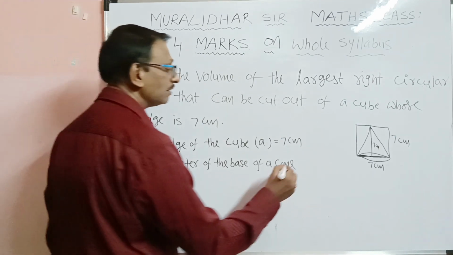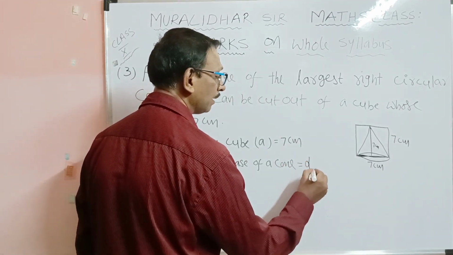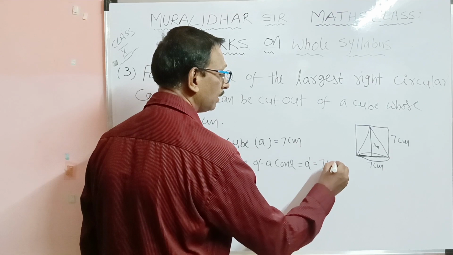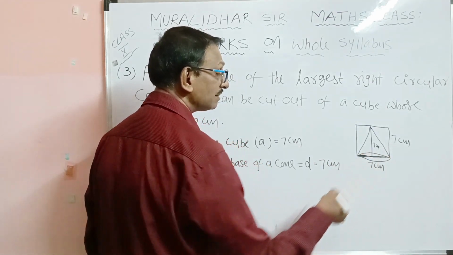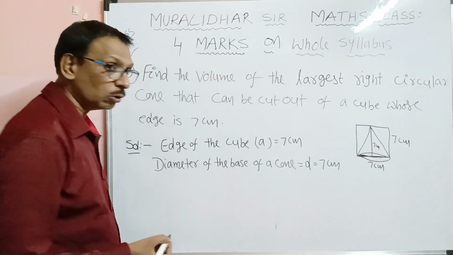The diameter is represented by the letter D. This is also 7 centimeters because one of the edges is the diameter of the cone.